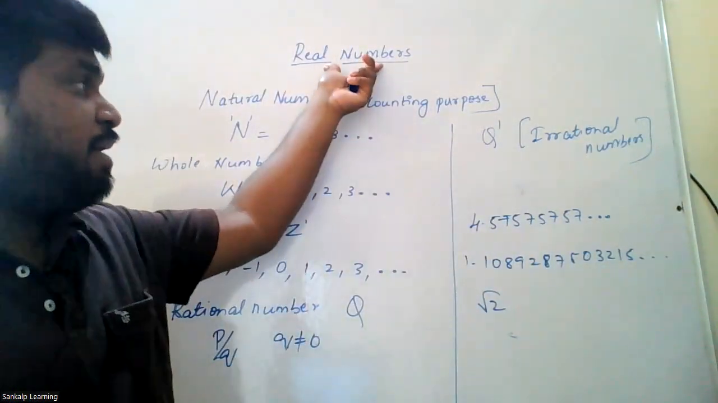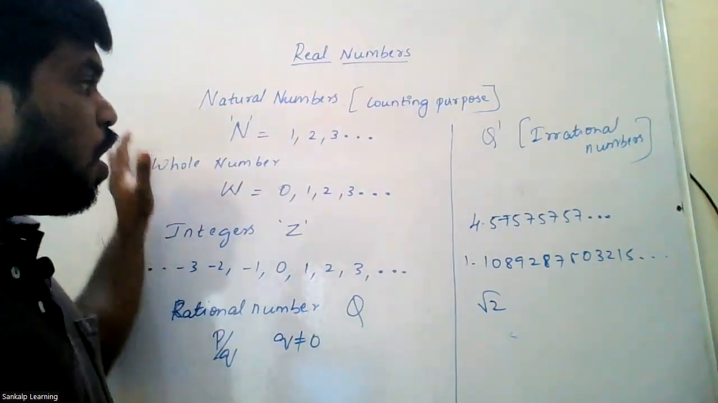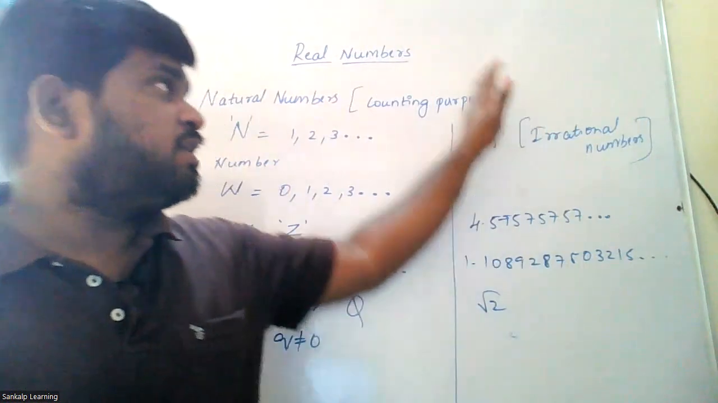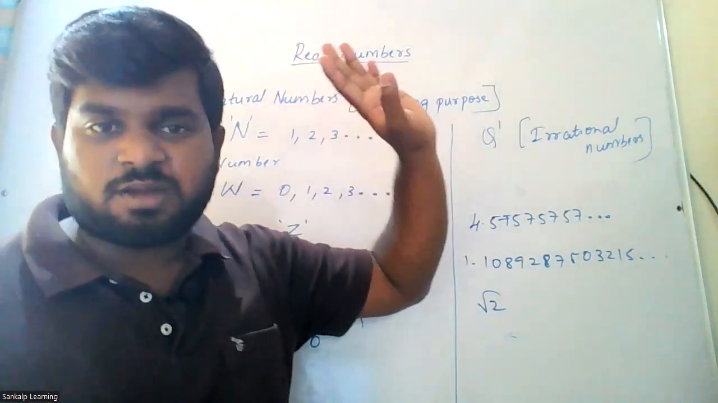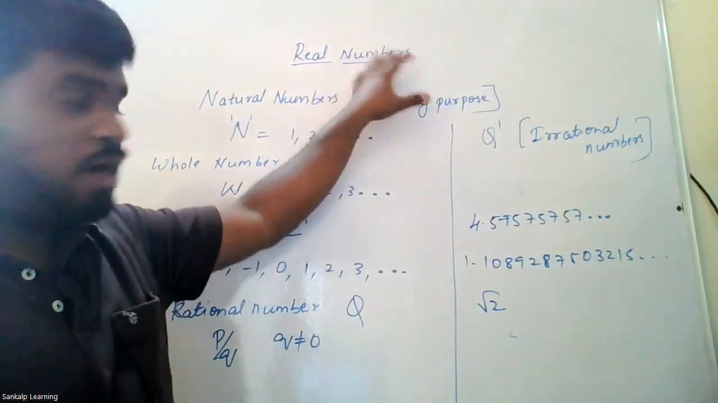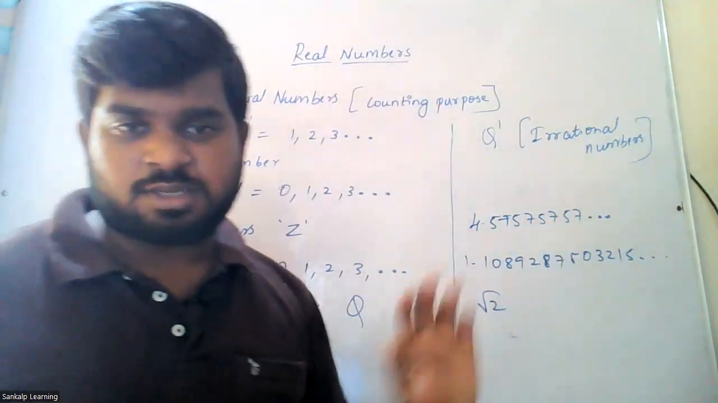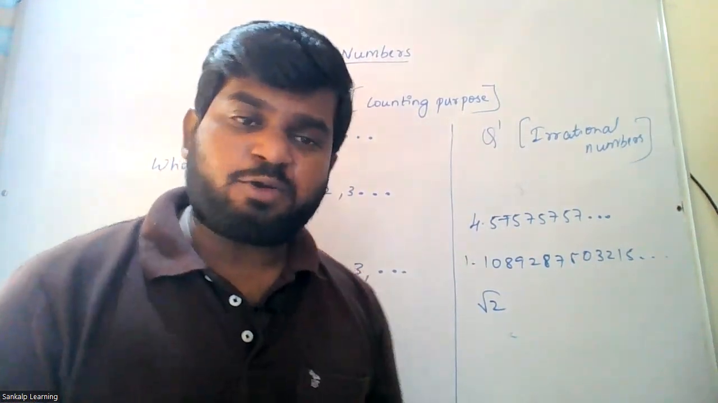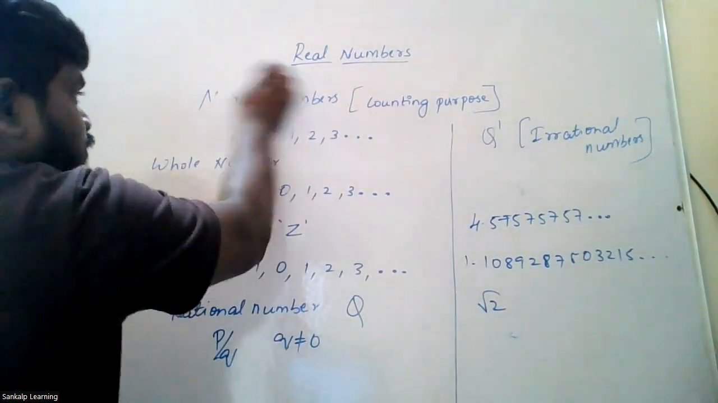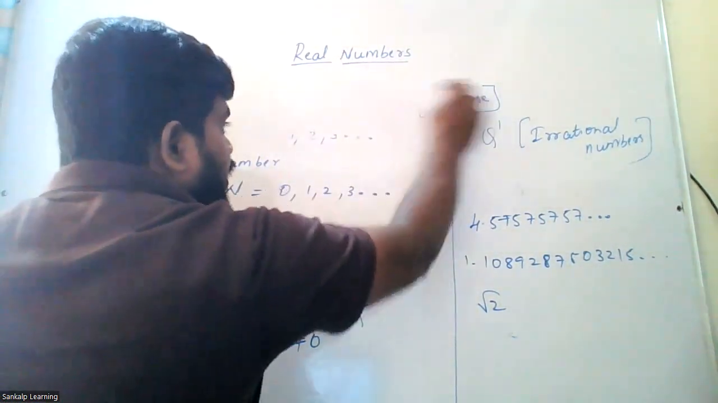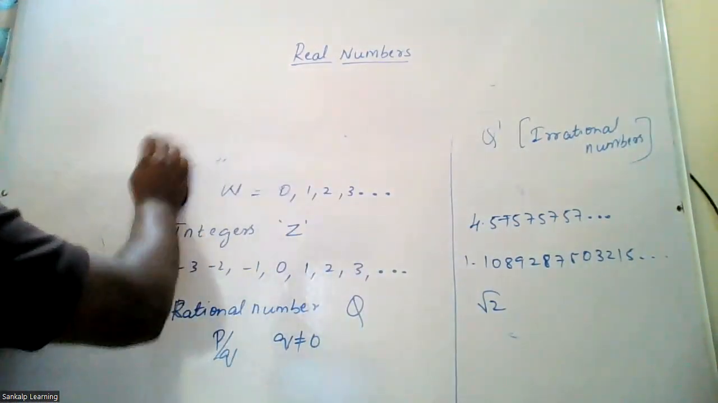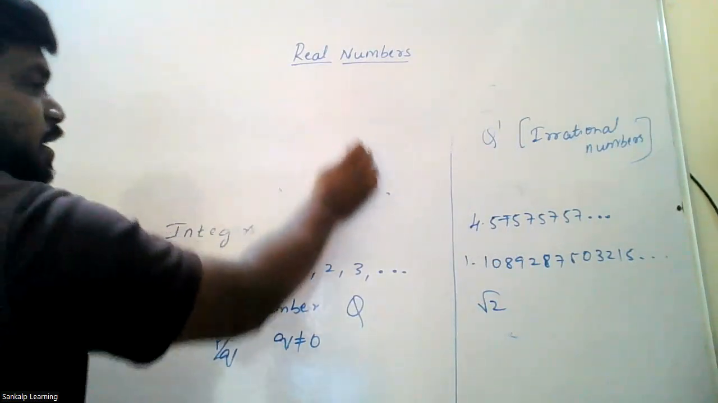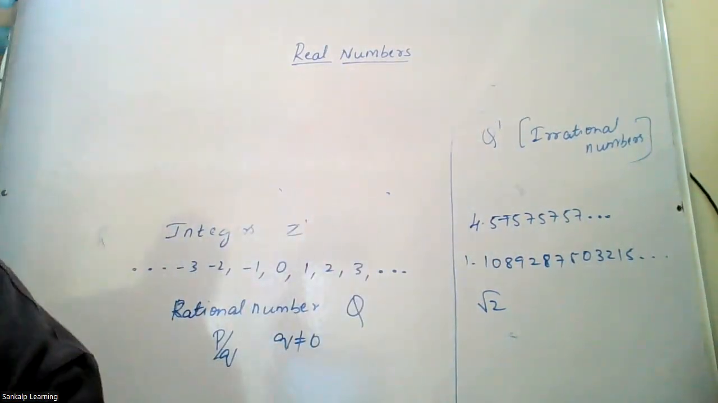Now coming to real numbers, all these numbers together are known as real numbers. He is the boss. He is the CEO of the company. Under this person, we have got so many things. To make it simple, real numbers can be divided into 2 categories. Let me tell you that. What are those 2 categories?